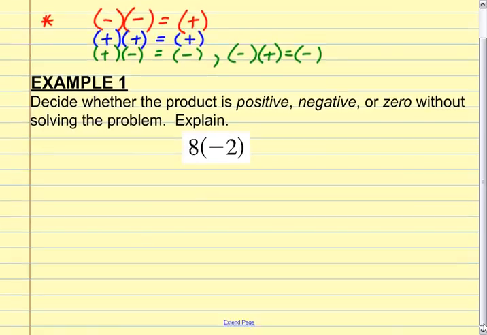In example number 1, it says, decide whether the product is positive, negative, or 0 without solving the problem. And then it says, explain. All right, so it shouldn't say solving, it should say simplifying, because there are no equal signs and no variables there. Without simplifying the problem, okay, so let me ask you, if we were to do this, what would the sign of the answer be? Moreau? Negative. But explain to me, how do you know that?